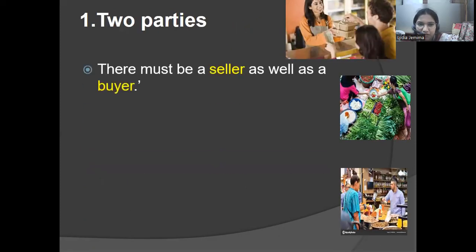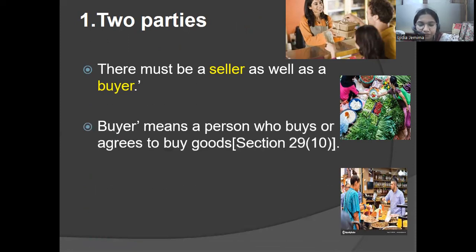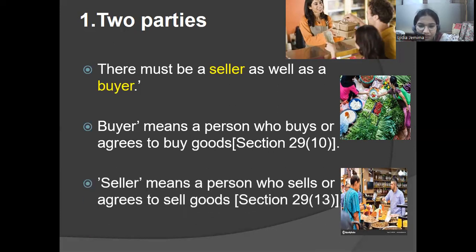So what is two parties? For a person to get into a contract of sale of goods and services, there must be at least two parties involved: a buyer as well as a seller. There cannot be only a seller to sell the goods. There has to be two people involved in it. A buyer means a person who buys or agrees to buy goods. Section 2 subsection 1 talks about this. And seller means a person who sells or agrees to sell goods. Section 2 subsection 13 talks about this.